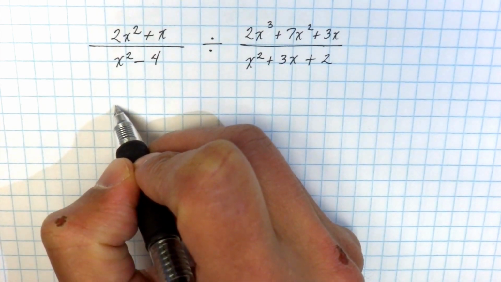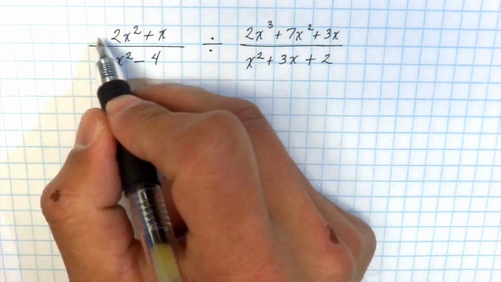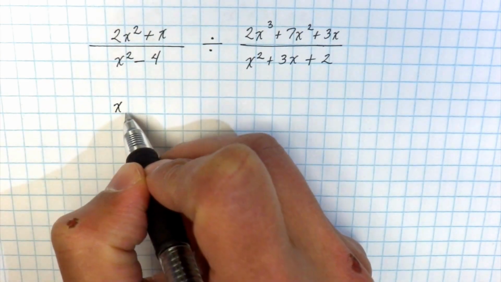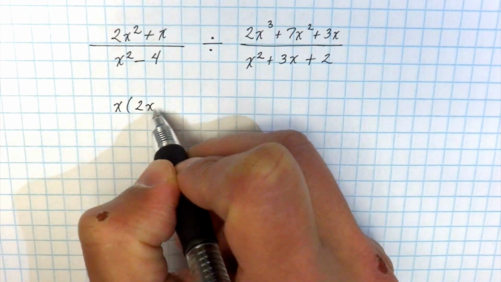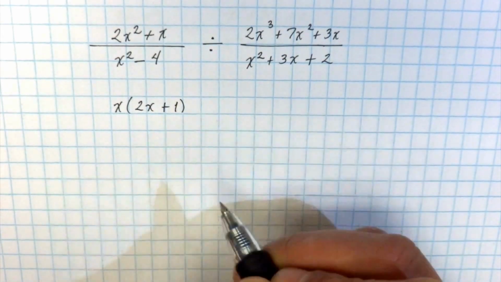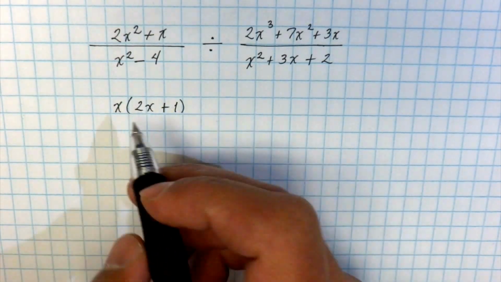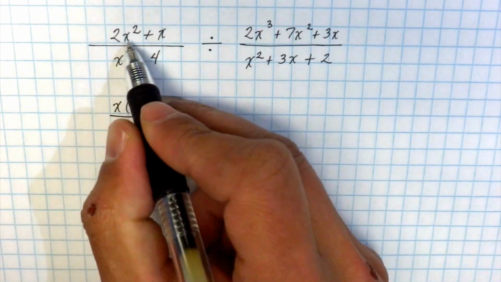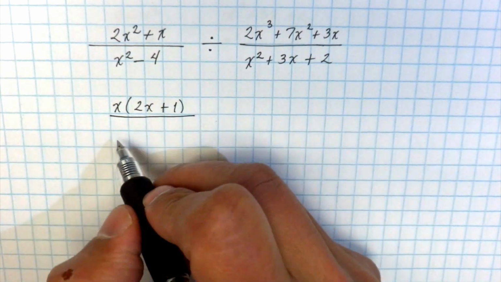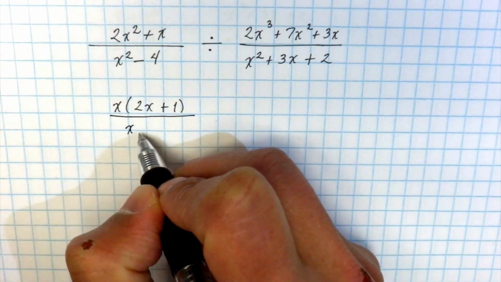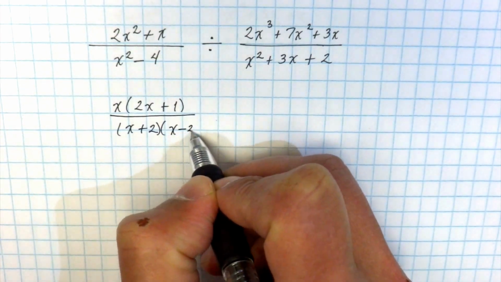because what I want to do is simplify. If you notice here, in this first fraction, I can factor out an x from 2x squared plus x. So it becomes x times 2x plus 1. If you want to check, just redistribute the x to the 2x and the 1, and you can see that it gives us 2x squared plus x. Now, x squared minus 4 is a difference of squares. So when you factor that, it becomes x plus 2 times x minus 2.